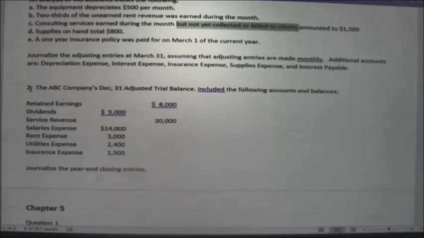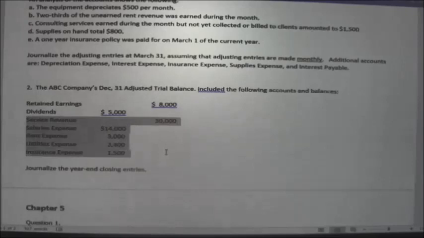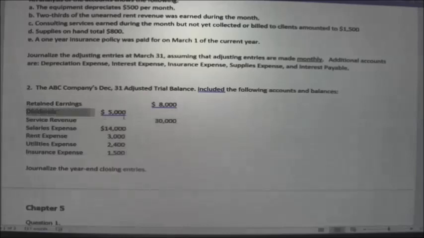Okay, so question number 2 gives us another trial balance, and it says journalize the year-end closing entries. Closing entries are the entries we make to turn our revenue and expense accounts to 0. Our revenue, our expense, and let me say one more, our dividends account to 0.